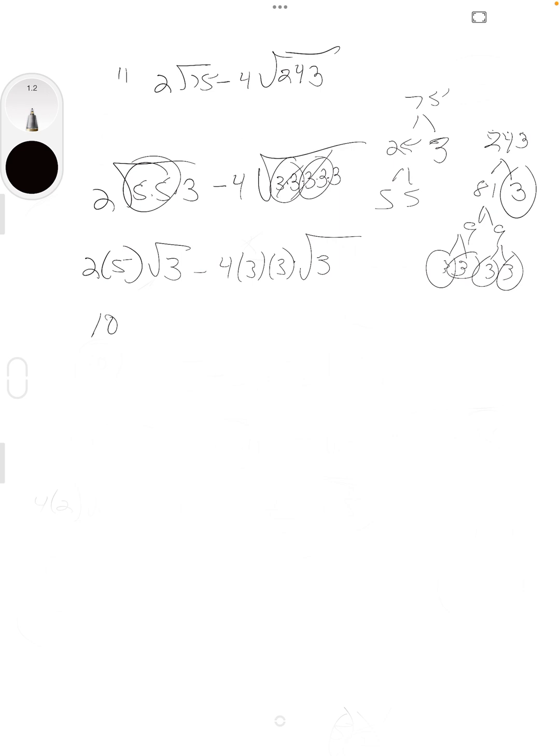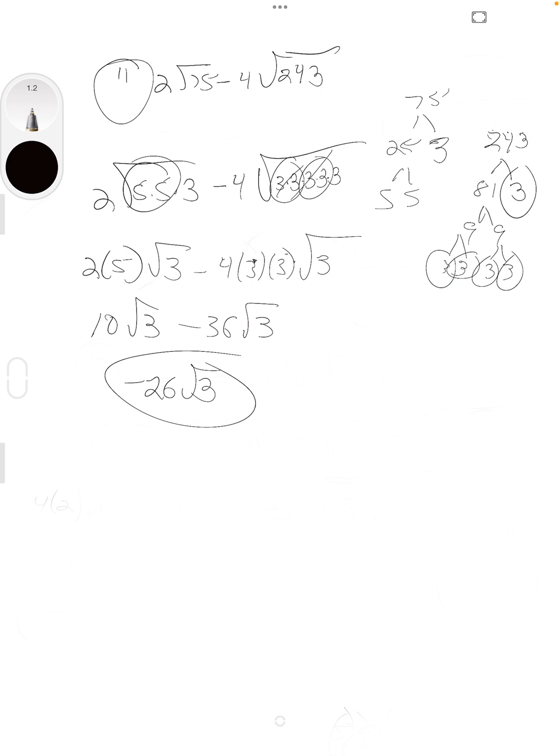So that's 10 root 3 minus 4 times 3 is 12. 12 times 3 is 36 root 3. 10 minus 36 is minus 26 root 3. Answer. That's question number 11. Question 12. It's going to be 20 and 1/4 x plus 5 1/2 equals 7 and 1/16.